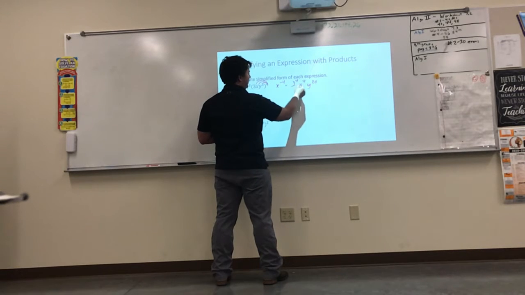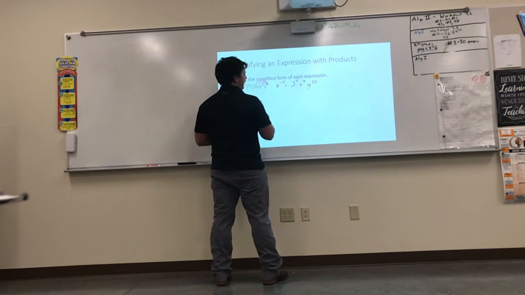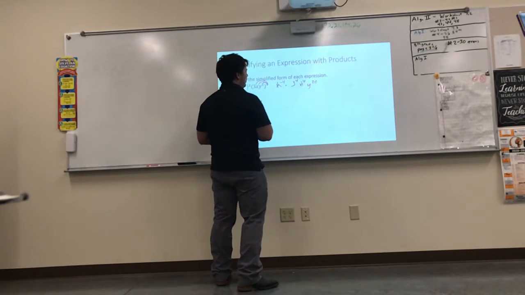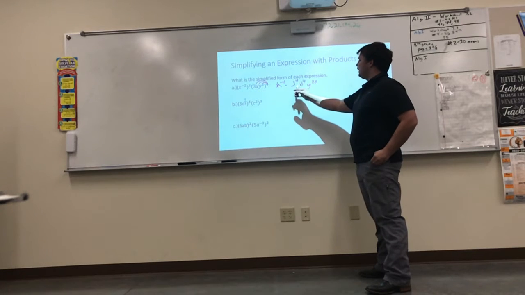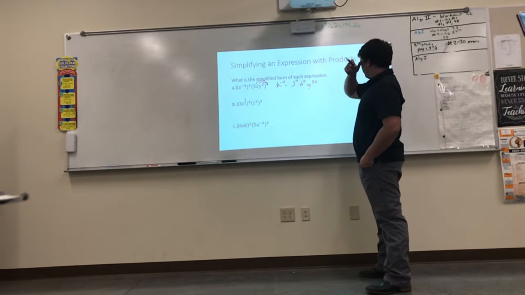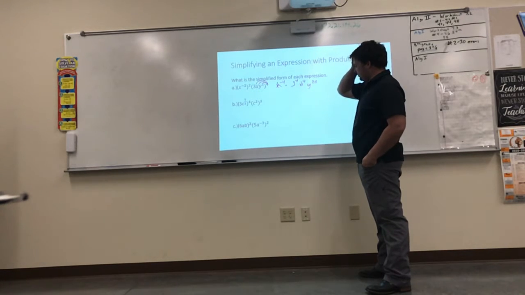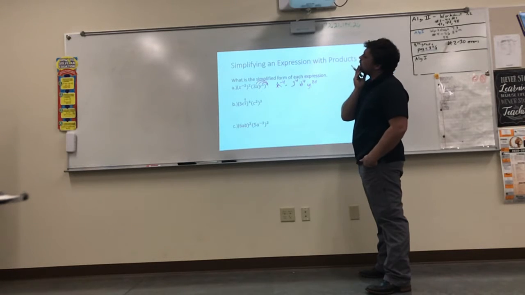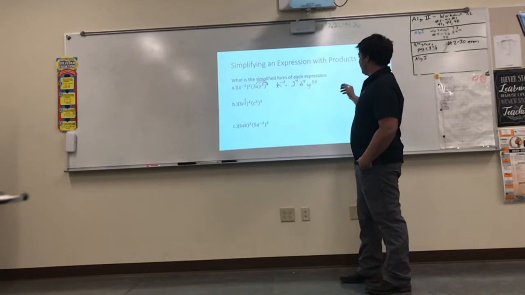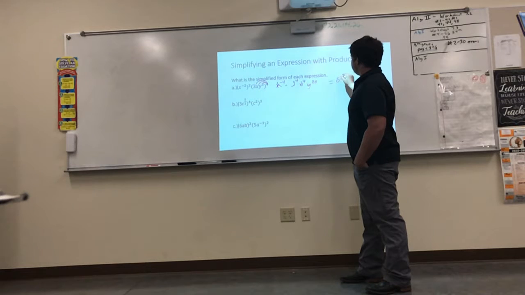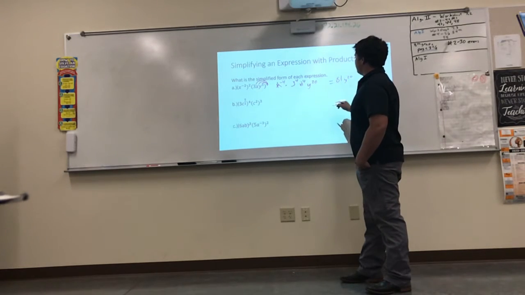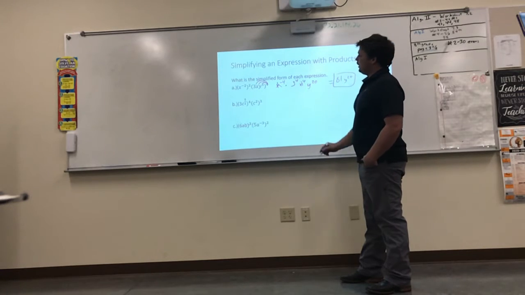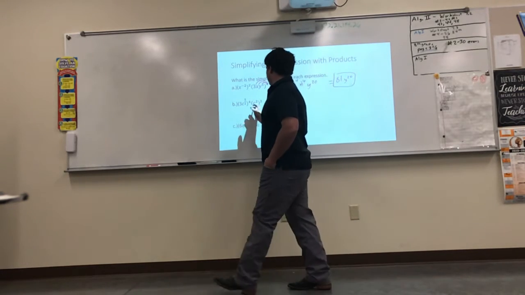Alright, this is all multiplication, so I'm going to add like bases. This and this would give me x to the 0, which is 1, which when multiplied is just going to give me my identity. 3 to the 4th is going to be 3 times 3, which is 9, times another 3 is 27, times another 3 is 81. Alright, we still have y to the 20th. That is my answer.